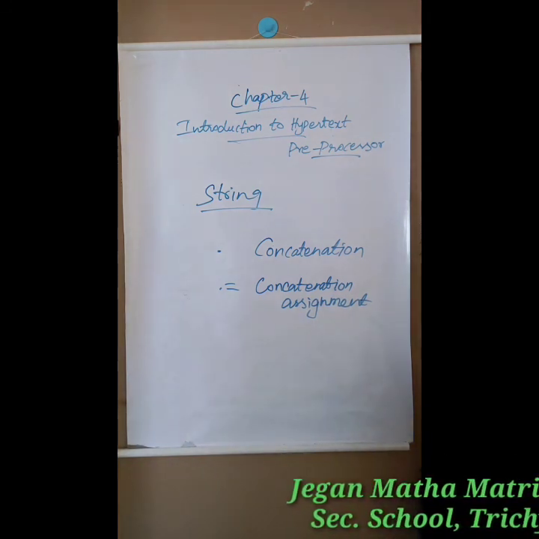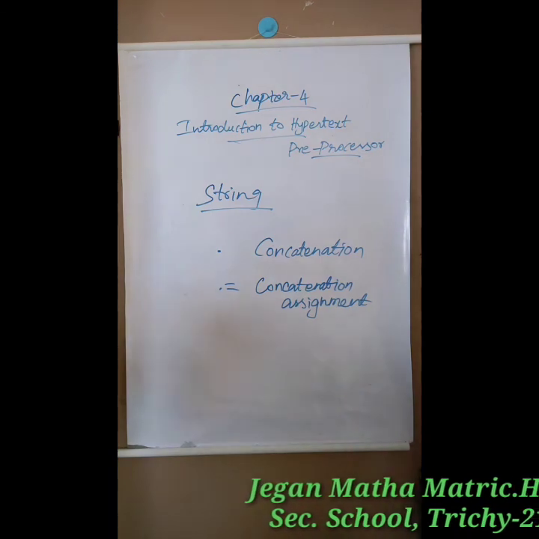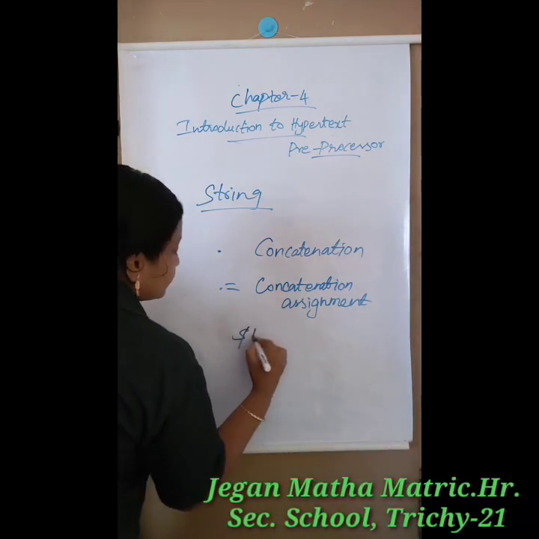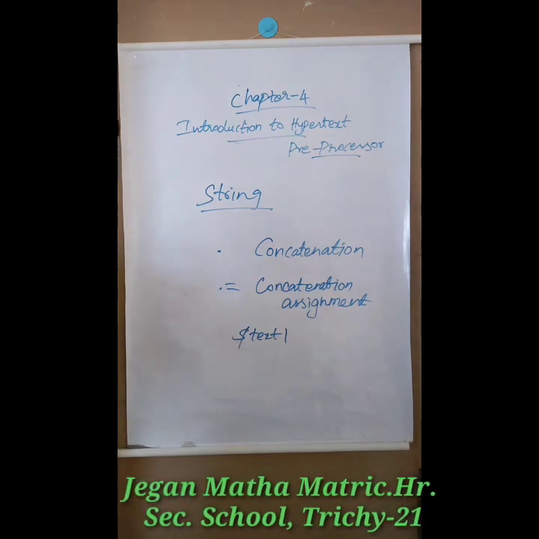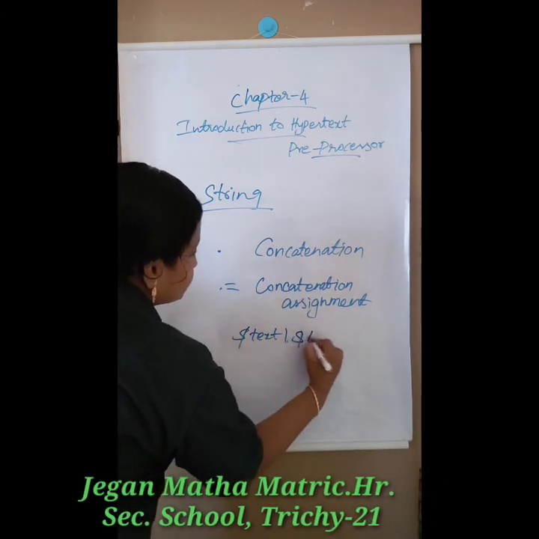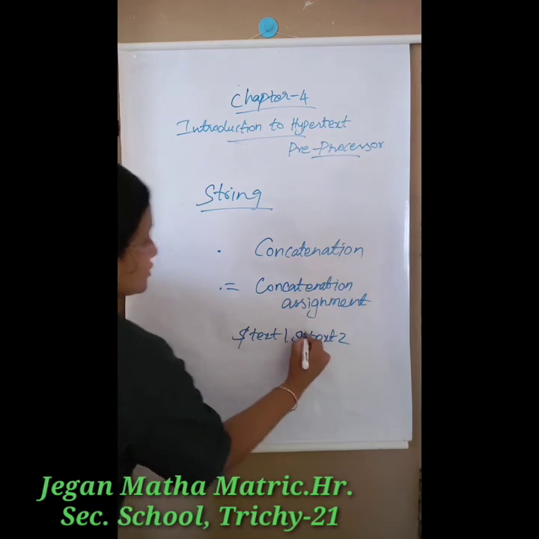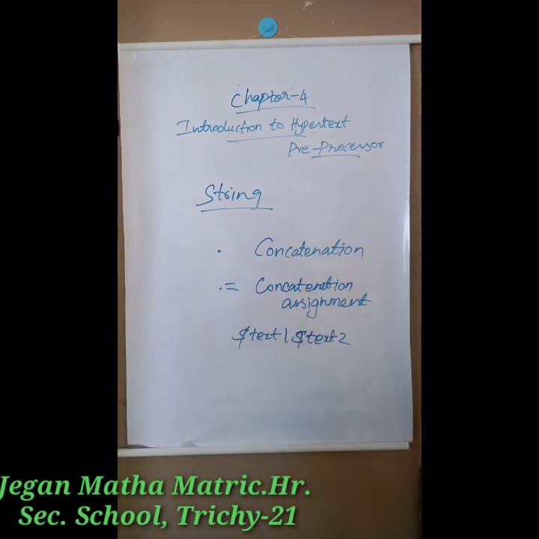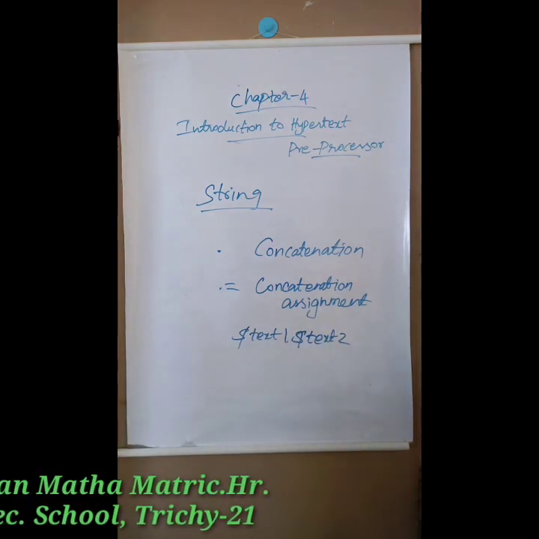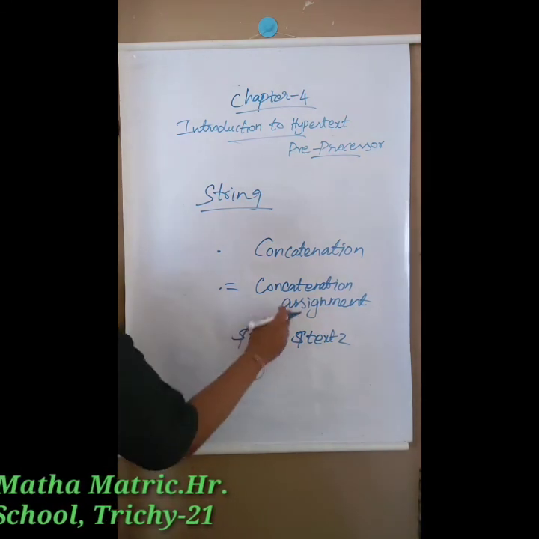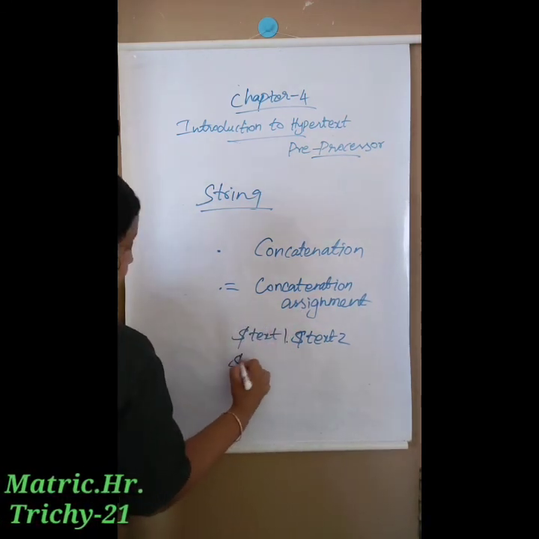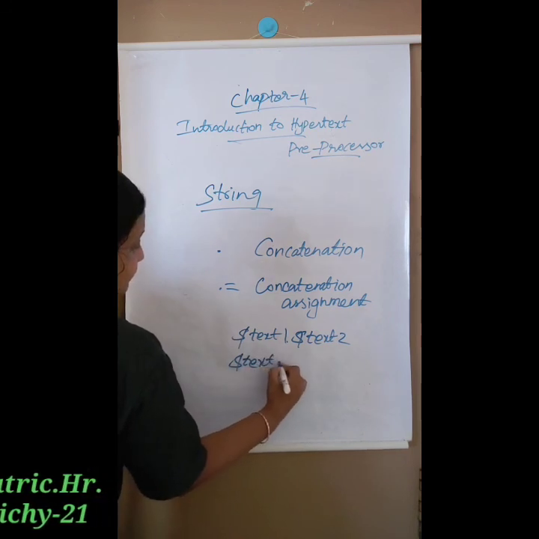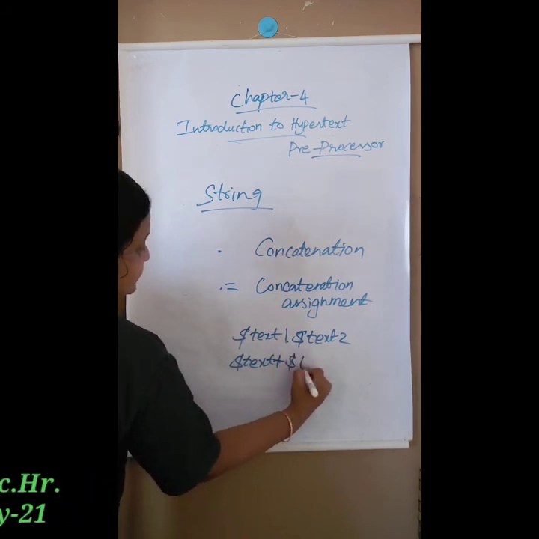Now let us see the example. $x1 dot $x2. It means it adds the text1 value and text2 value. The next, concatenation assignment, means it appends, also called adds, the second string value at the end of the first string.